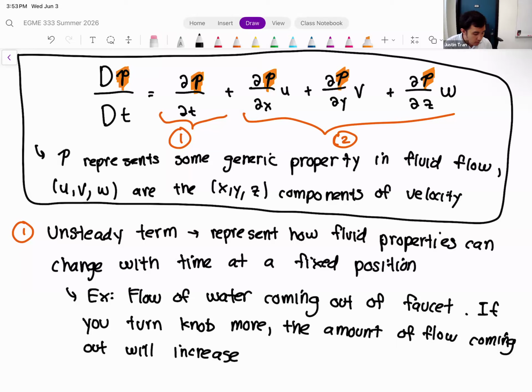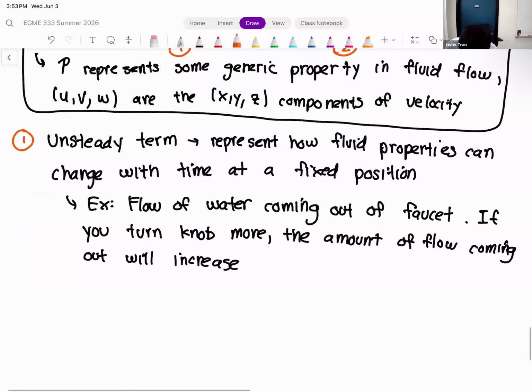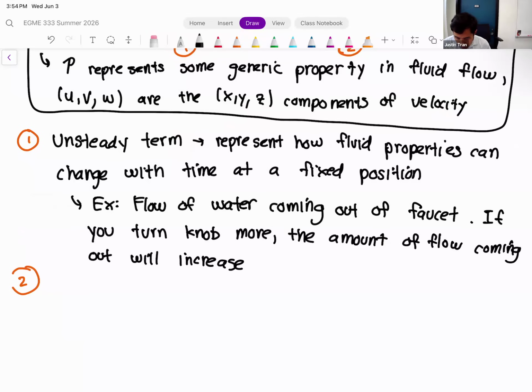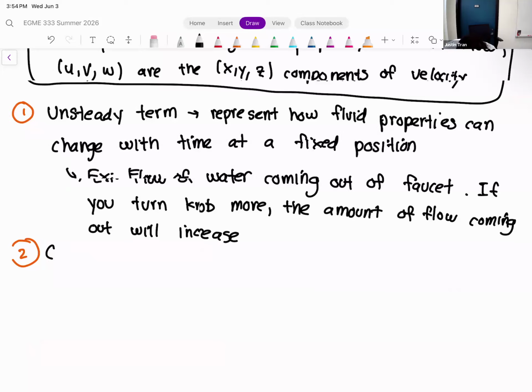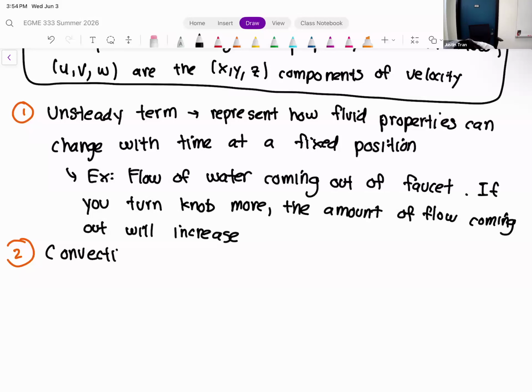Okay, so that's called the unsteady term. So any kind of unsteadiness, anytime things change with time, we can account for that in that term. Okay, number two. All right, so this group of terms, all of the derivatives with respect to space. Notice how each of those terms here is a product of a derivative with the matching velocity component. So we call these the convective terms.